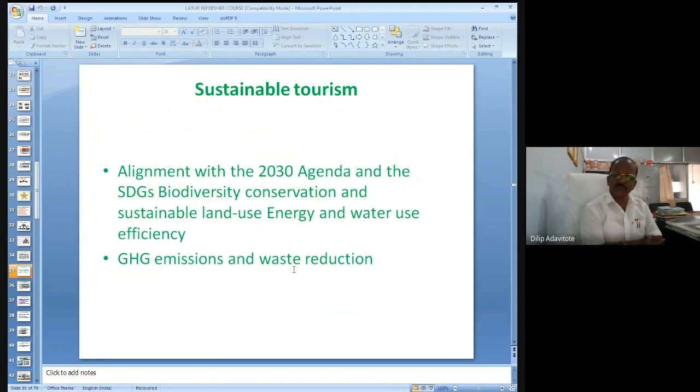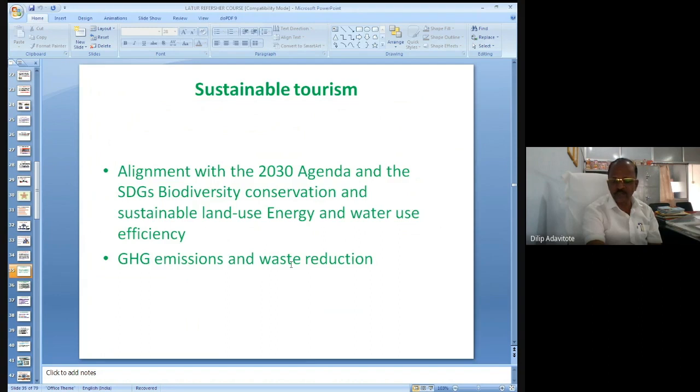After knowing all these basics of tourism, what is the role of our government, and our part as a citizen of the country? Sustainable tourism is very important. The 2030 Sustainable Development Goals very clearly mention that biodiversity conservation, land use, energy, and water use must be aligned with this 2030 SDG goal.